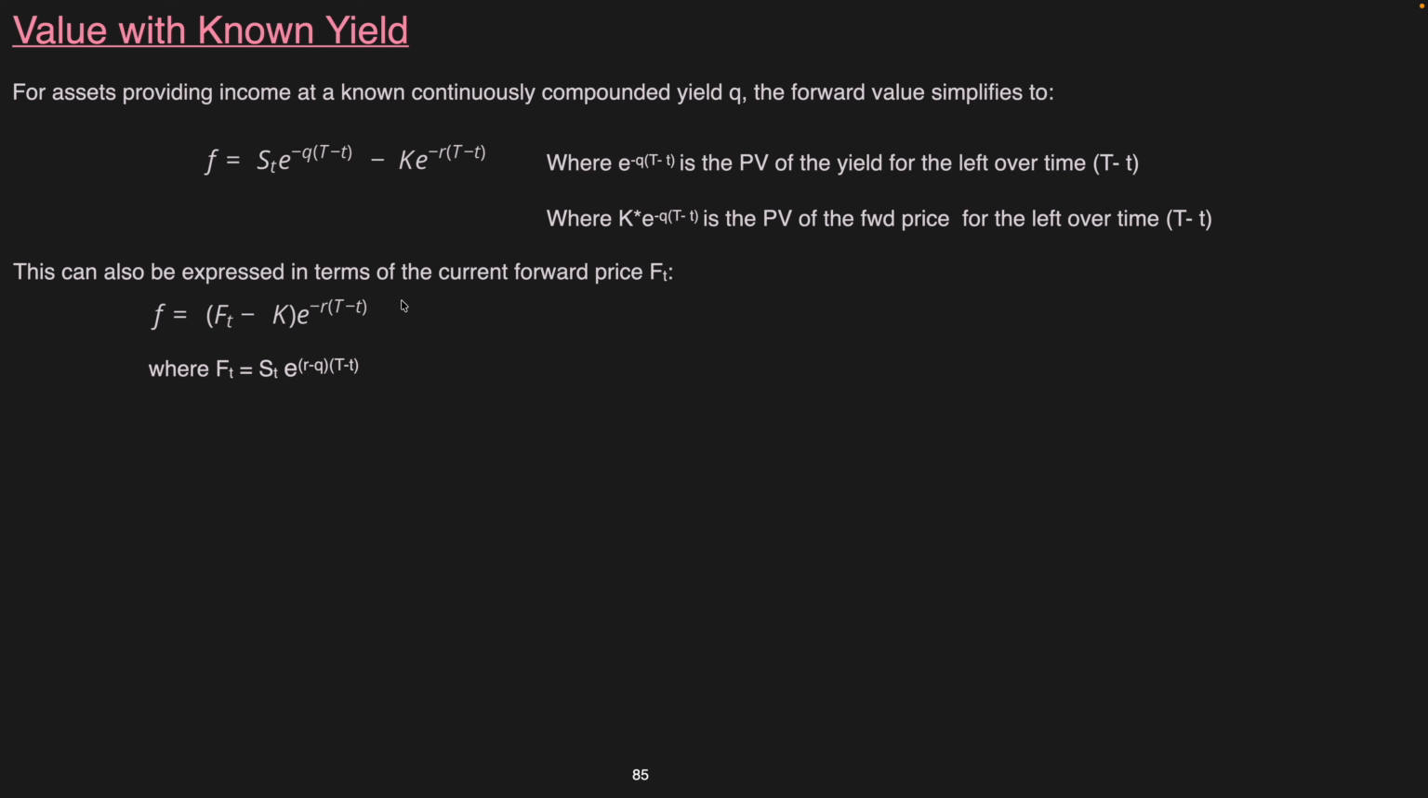We can express this in terms of the current forward price F_t, where f is equal to (F_t minus K) into e to the power of minus r into (T minus t), where we know F_t is equal to S_t into e to the power of (r minus q) into (T minus t), where T minus small t is nothing but the residual time left.